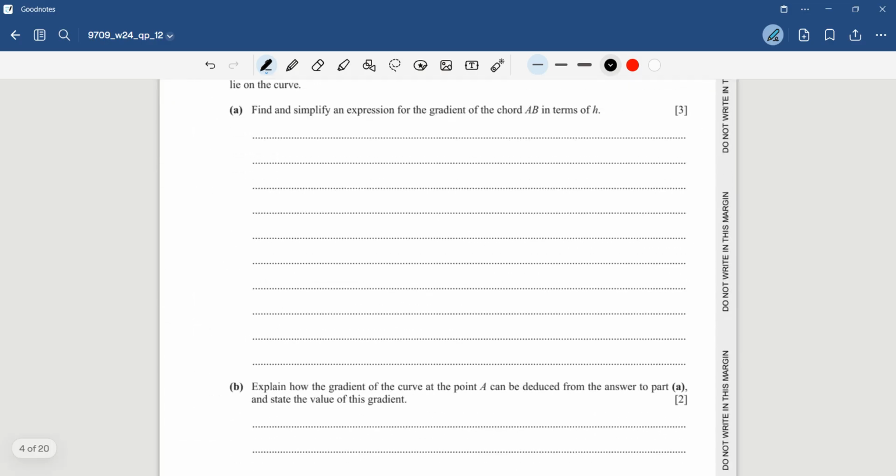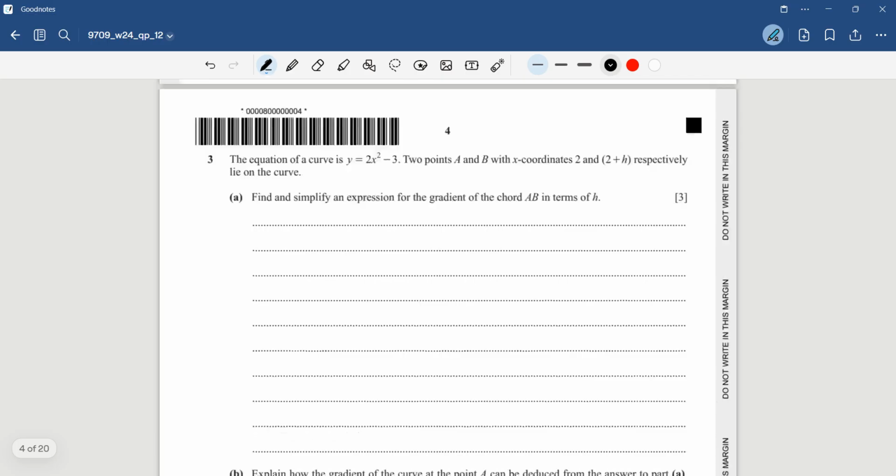Question number 3. The equation of a curve is y equals 2x squared minus 3. Two points A and B with x coordinates 2 and 2 plus h respectively lie on the curve. Find and simplify an expression for the gradient of chord AB in terms of h. So here, since they say a chord, something like this. Let's say this is my point A, this is my point B. So it's just a straight line here.